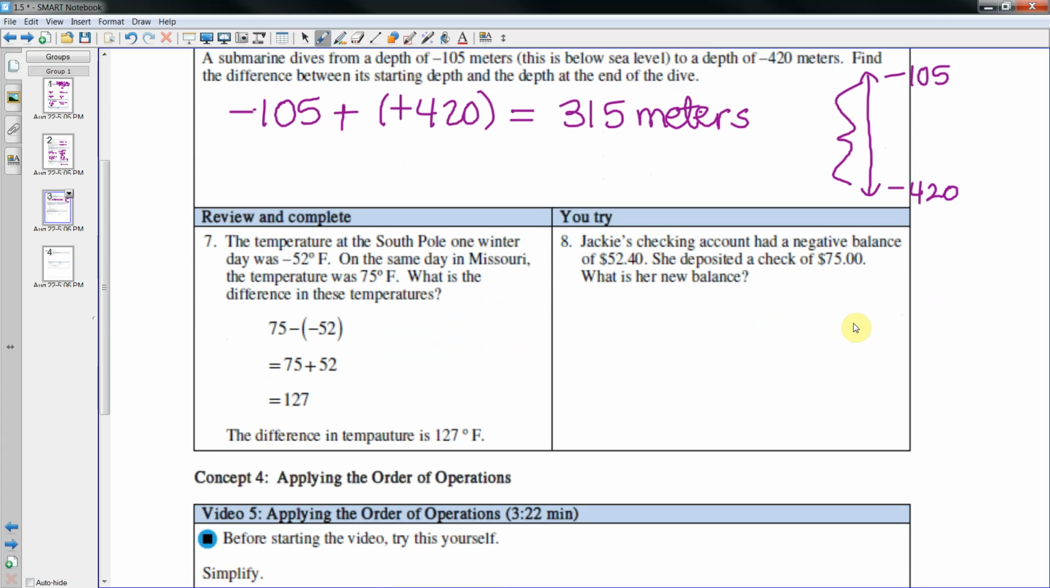Alright, let's talk money. Jackie's checking account has a negative balance. Bless her heart. She's got negative $52.40. But she's adding a $75 check. Now, I'm thinking she's going to come out of the hole because 75 is more than 52. So if we take our negative 52.40 and we add the $75 deposit, then she's going to come out of the hole. And she's going to have $22.60 left in her checking account.